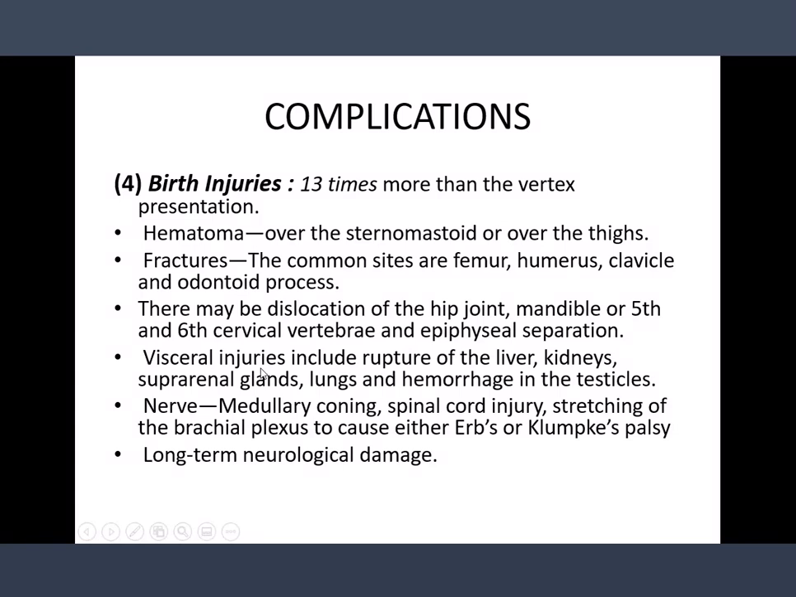And also there are soft tissue injuries like rupture of the liver, kidneys, suprarenal glands, lungs, and hemorrhage in testicles. And most commonly, there is a risk of nerve injury, like brachial plexus injury, which leads to Klumpke's paralysis or Erb's paralysis. And also, there is a risk of long-term neurological damage because of the birth asphyxia. So these are the fetal complications.